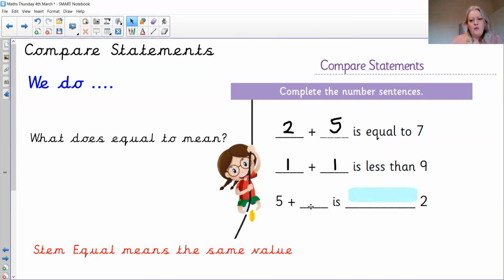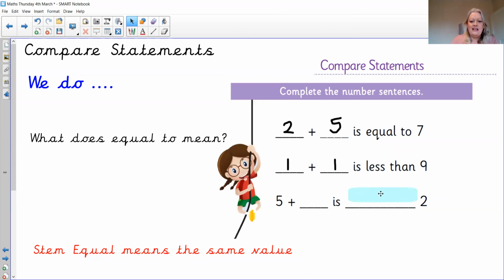5 add 1 is equal to 2. Is that right? No. 5 add something is less than 2. No, because when you add, you get bigger.